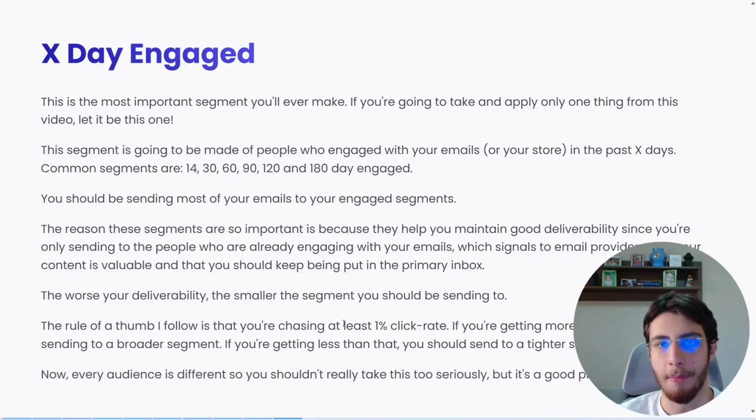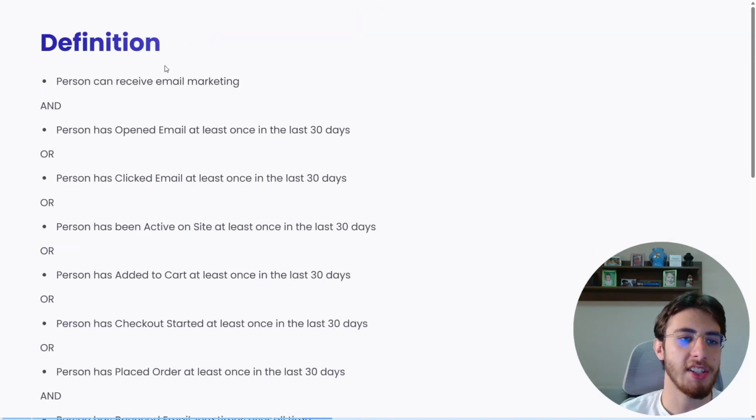But this is just a rule of thumb that you could try following for your business and that an average business could really fit into. Now, every business, as I said, is different, so you shouldn't take this too seriously, but it's a good place to start, okay? So here's a definition of this segment. I'm going to walk you through it.